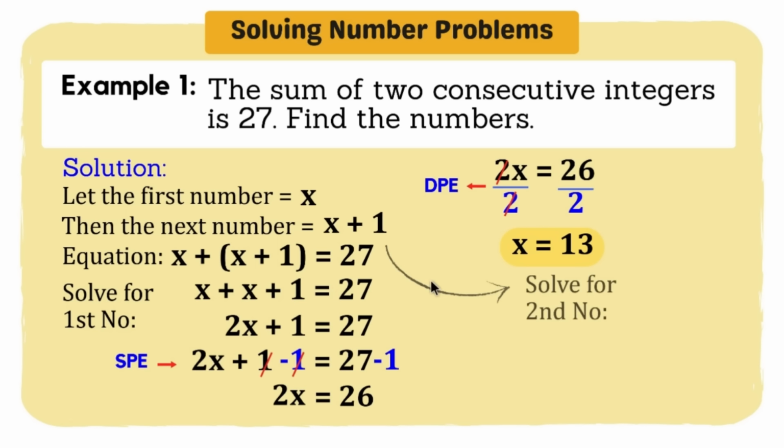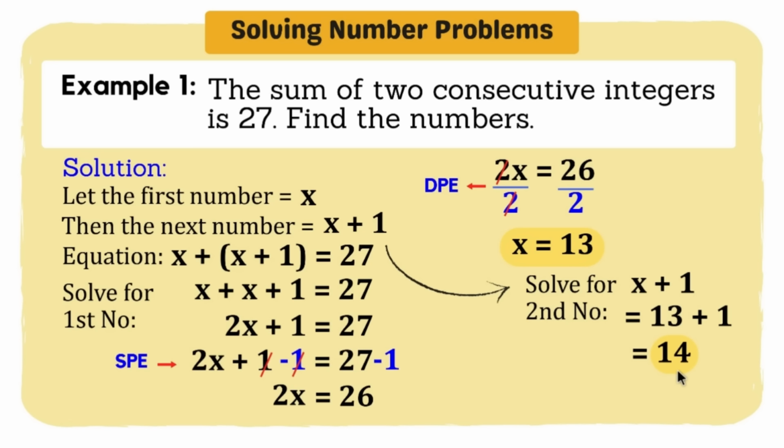Now, how about the second number? So, let's solve for the second number. Since our representation is x plus 1, madadagdagan lang ng 1. So, let us just substitute. Our x is 13. Yung nakuha nating sagot sa x kanina is 13. Dadagdagan lang natin ng 1 since plus 1 po ito. So, magiging 14 na po siya.